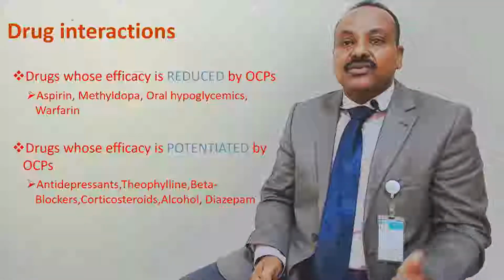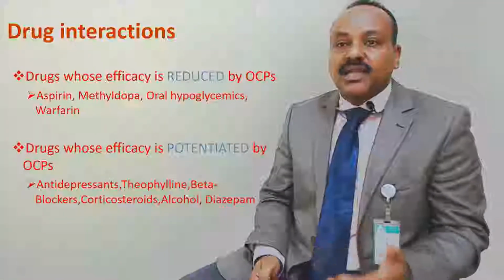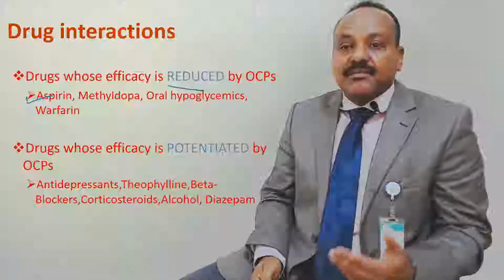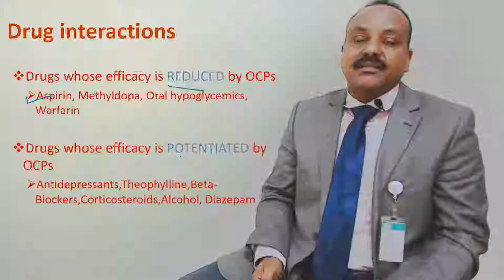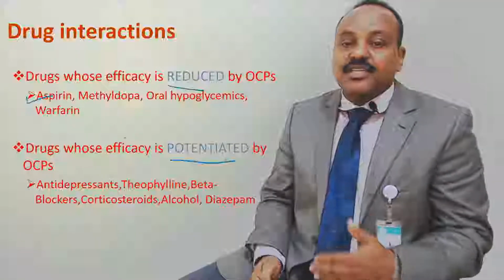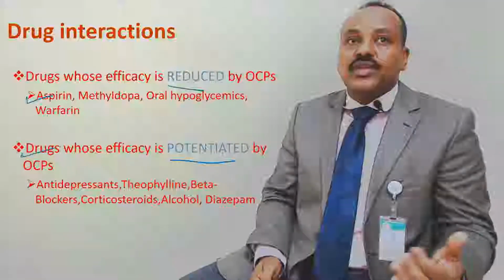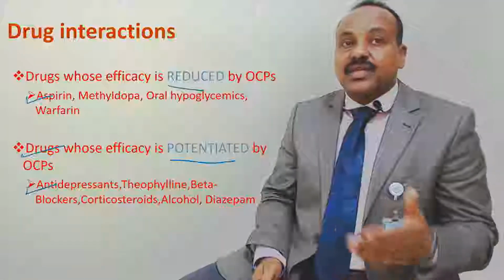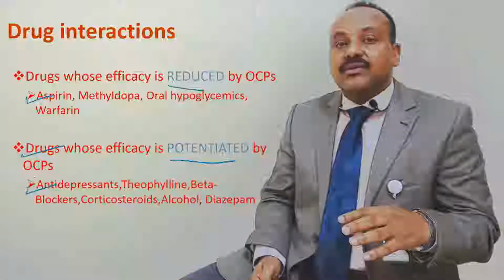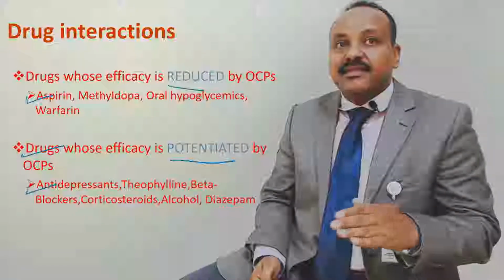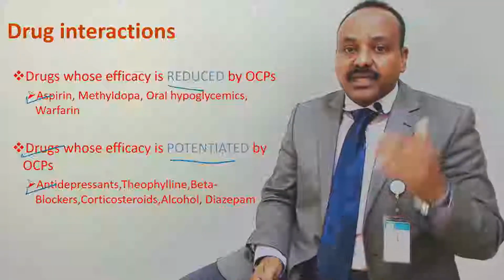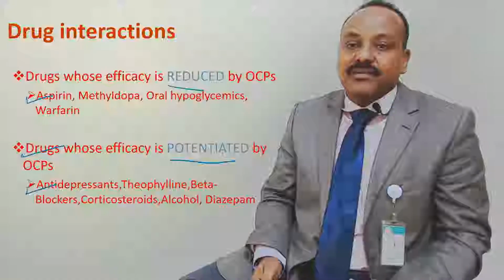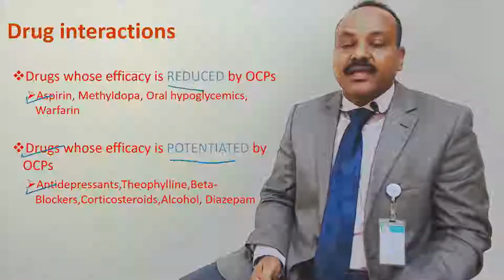Some drugs' efficacy is also reduced by the oral contraceptive pill, like aspirin, methyldopa, oral hypoglycemics, and warfarin. Some drugs' efficacy is potentiated by the oral contraceptive pill, so we need to decrease the dose of these drugs, like antidepressants. If a patient is using an antidepressant and then is going to use the contraceptive pill, the antidepressant level will increase, so we need to decrease the antidepressant dose. The same applies to theophylline, beta blockers, and diazepam.